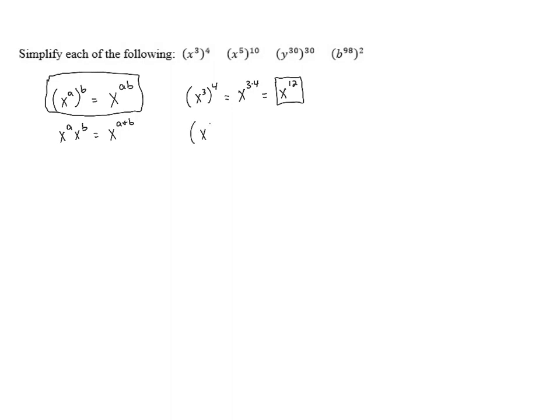For the next example, x to the 5th to the 10th, we've got a power of a power again, so we multiply the exponents there, and 5 times 10 is 50, so we get x to the 50th.